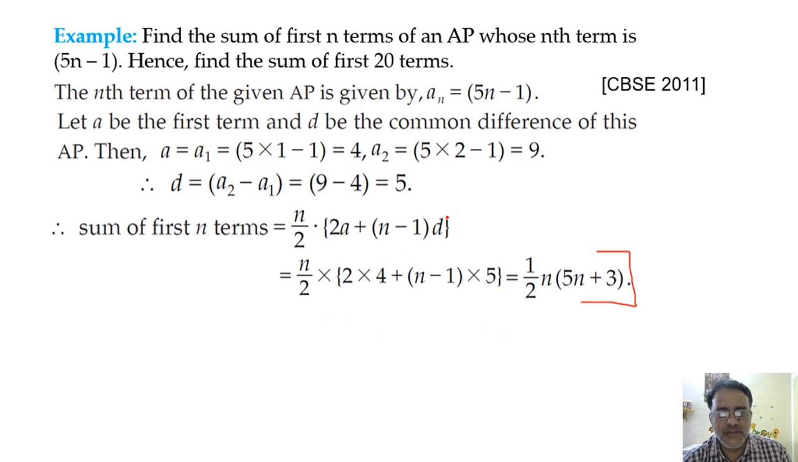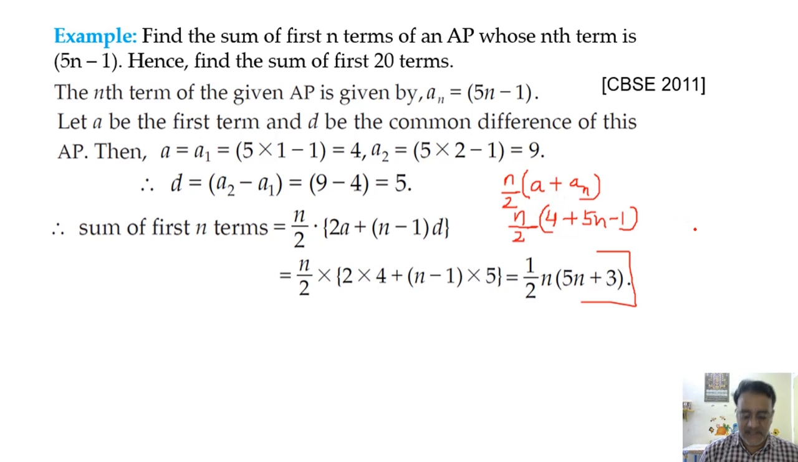Now you can use the second formula also. See, how will you use the second formula? n by 2, a plus an. an is already given in the question. What is given? 5n minus 1. So a is 4 and this is 5n minus 1. I think this will be quicker. Right? Yes, sir. Did 5n plus 3 come?